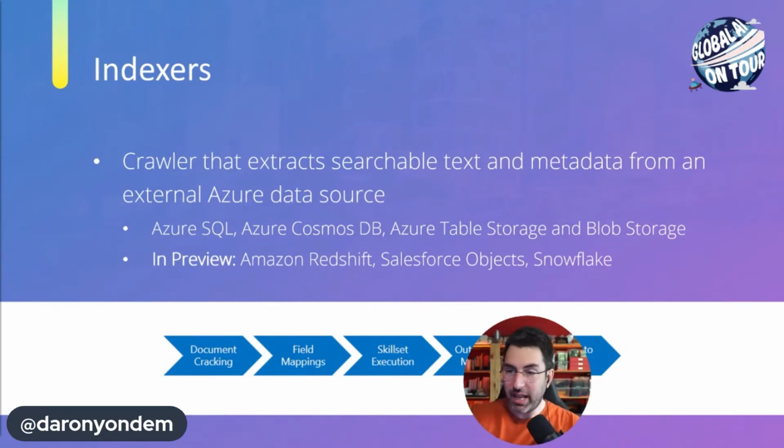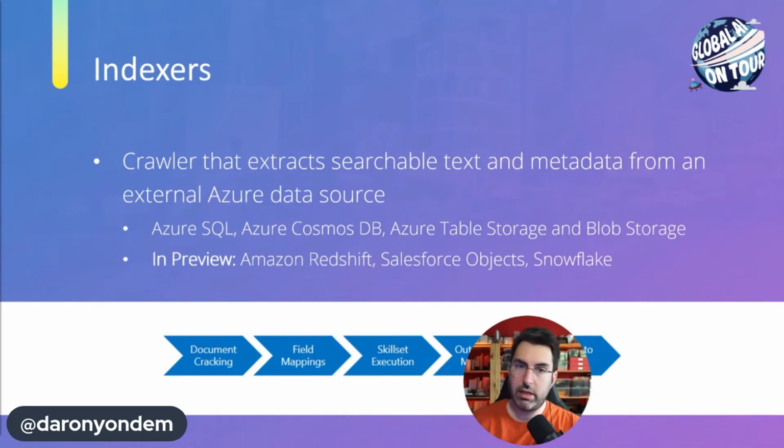Okay. And look at the bottom part of this slide deck, because that's important, we are going a little bit into the details of this whole pipeline. So document cracking is where the indexer starts working. And then you have to map the fields that you get out of the document to the skill set execution, if you're going to execute a skill set.